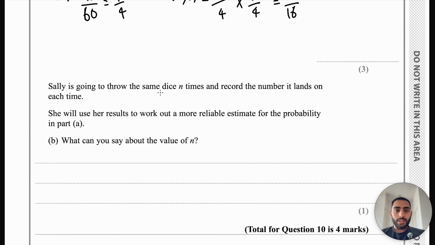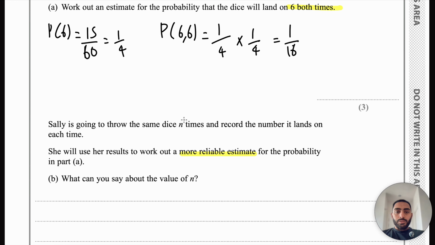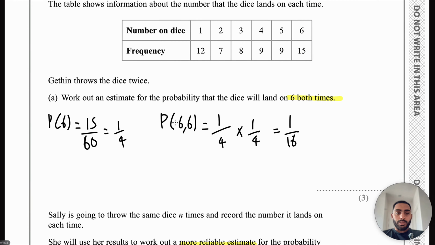Sally is going to throw the same dice n amount of times and record the number it lands on each time. She will use her results to work out a more reliable estimate for the probability in part A. What can you say about the value of n? Sally is going to throw the dice a number of times. We don't know how many times she's going to throw it, but we just need to write a comment about the amount of times that she throws it.